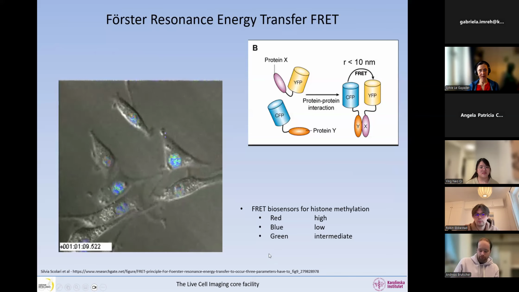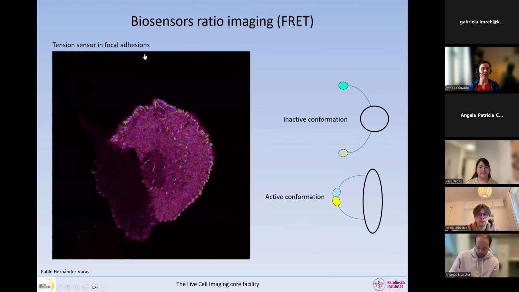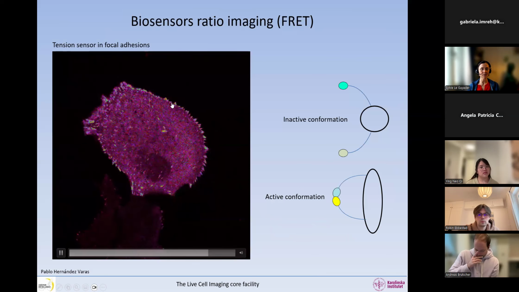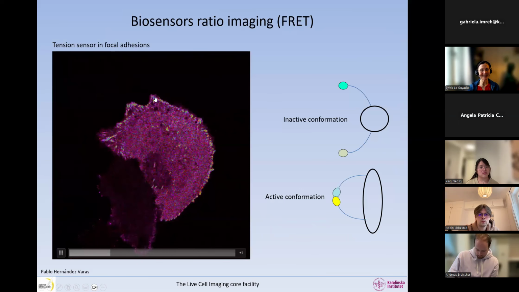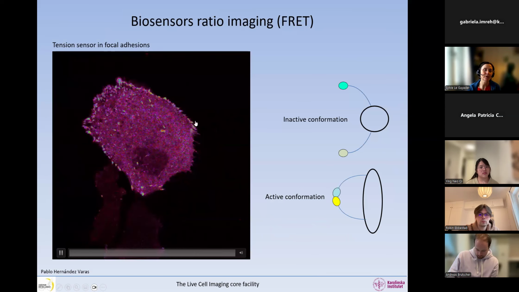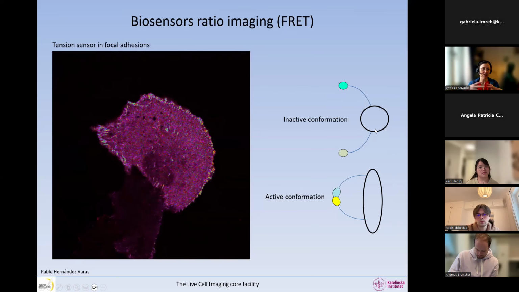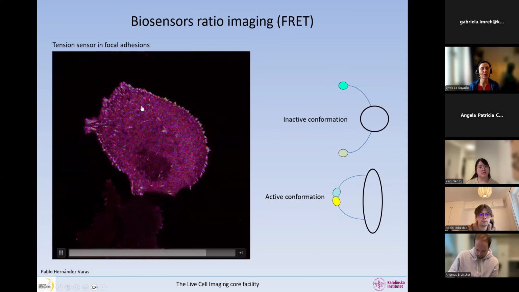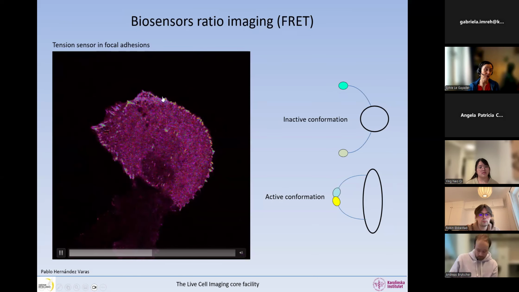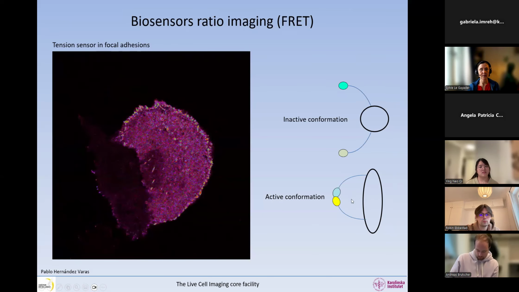So this is another example of a biosensor where we have a tension sensor. So these are the focal adhesions. I'm sure that someone, I can't remember who was working on focal adhesions, will be interested in this. So in there, we have all the focal adhesions at the edge of these live cells. And what happens is that when there is a change in the conformation of integrin, I think it was there, then the color changes, basically. So this is also a biosensor.